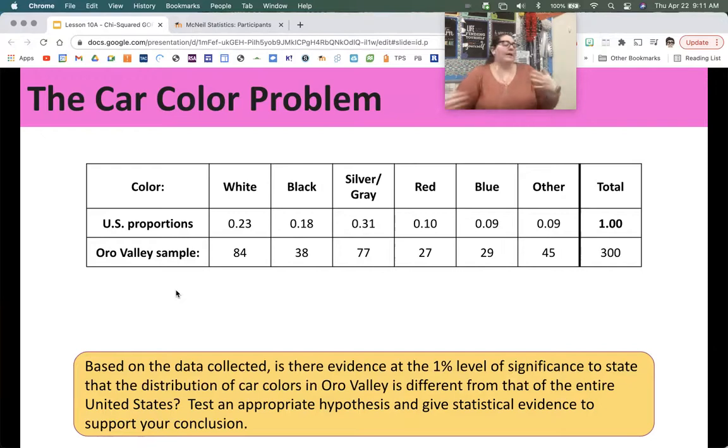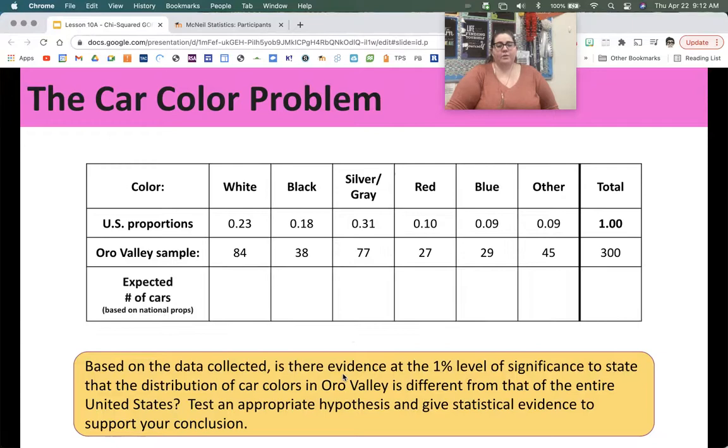So the sample, again, we're going back to the whole point of a hypothesis test. The sample may have slightly different proportions, or even what seems like majorly different proportions, from the United States. But we're not just looking at the sample. We're trying to find out, is the sample giving us evidence that all of Oro Valley is different?